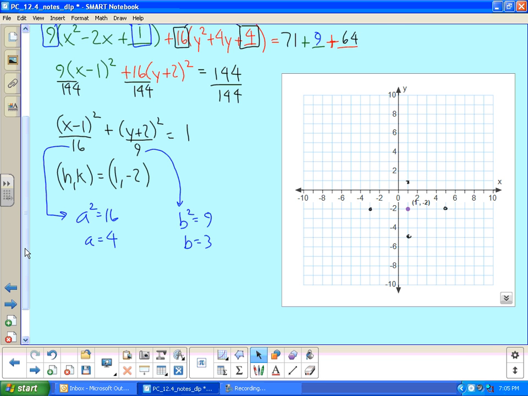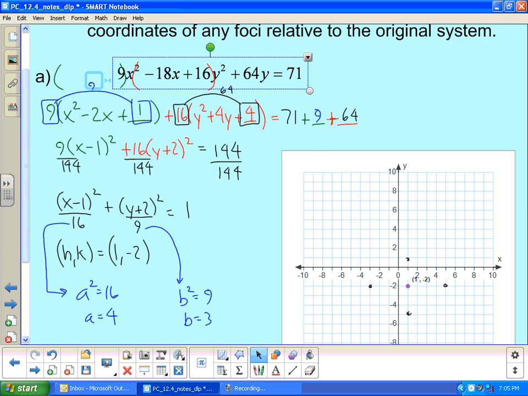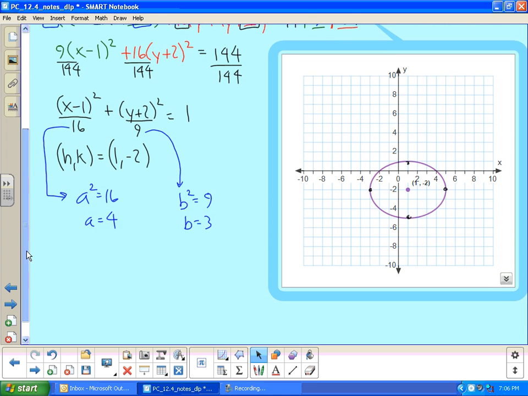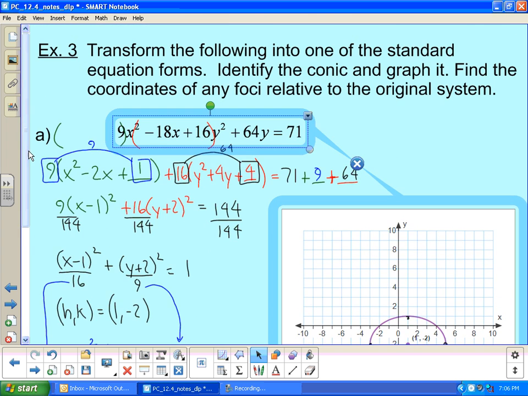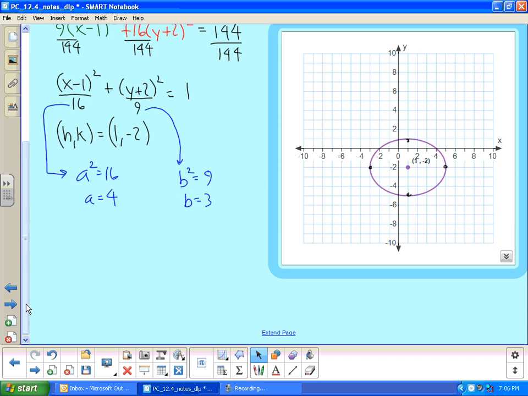And I can move this so I can get it to graph. Hopefully it's going to graph, right? I think I say that every time. There, look at that. Beautiful. So there it is. Translated. Identified a conic. Okay, it's an ellipse. We graphed it. Find the coordinates of any foci, relative to the original system. All right, so where are our foci here? Well, we know that they're going to be somewhere on this axis.